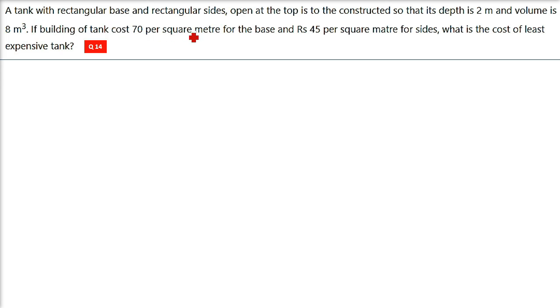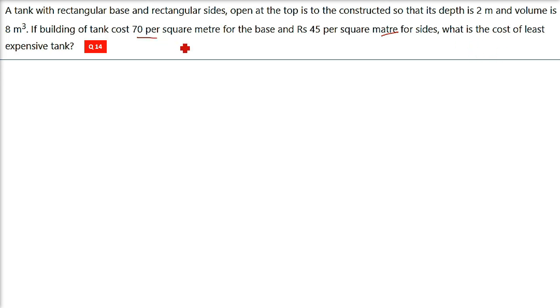A tank with rectangular base and rectangular sides. And you have a rectangular base here and the sides are rectangular. Open at the top, to be constructed so that its depth is 2 meter and volume is 8 meter cube. If building of tank costs 70 rupees per square meter for the base and 45 rupees per square meter for the sides, what is the cost of the least expensive tank?